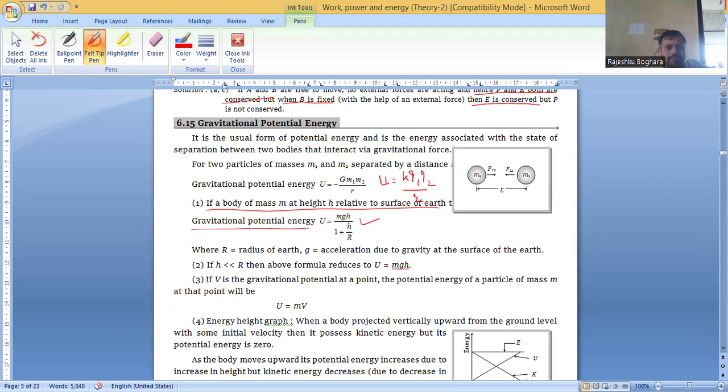If V is the gravitational potential at a point, the potential energy of a particle of mass M at that point, we take U equal to mV. In electric potential energy, we take Q into V. Here V is the electric potential, there V is the gravitational potential.